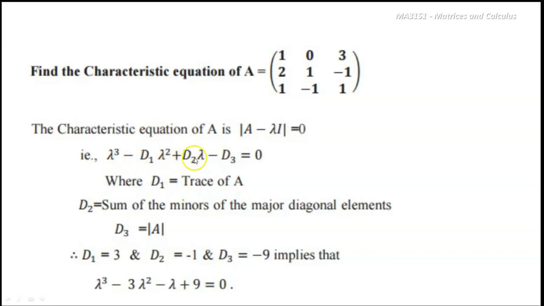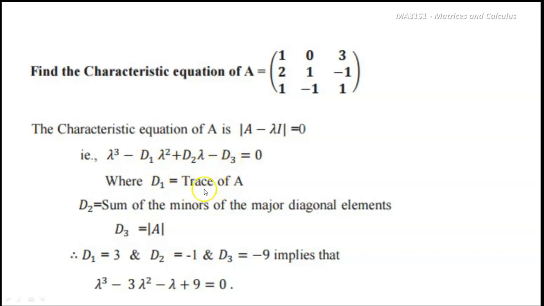So third term will be D2 lambda. You have to reduce the power of the lambda also. First term lambda cube, second term lambda square, third term lambda power 1, last term lambda power 0. So that the characteristic equation will be lambda cube minus D1 lambda square plus D2 lambda minus D3 equal to 0. So we are going to find the unknowns D1, D2, D3 by using the following formulas.